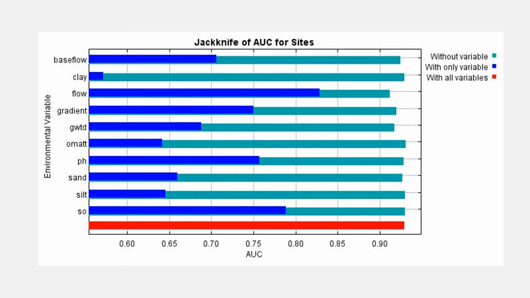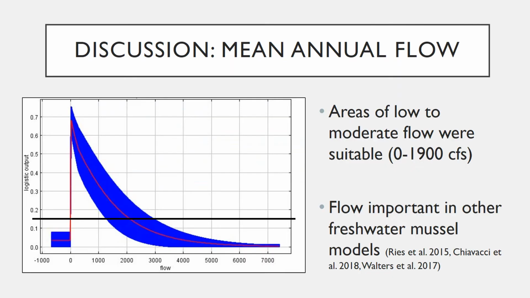We can see here that when we remove flow, we do lose some model performance. And as well, groundwater table depth isn't particularly influential on its own. However, when we remove it, we do lose some model performance. So this can help us see which variables might have environmental information contained in them that's not represented in any of our other variables.